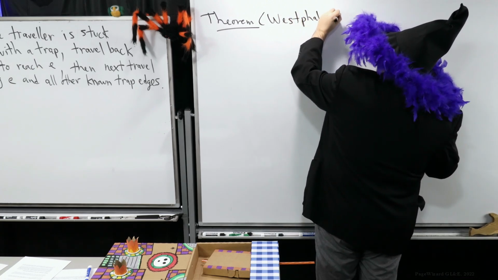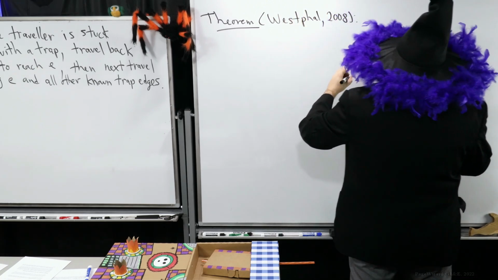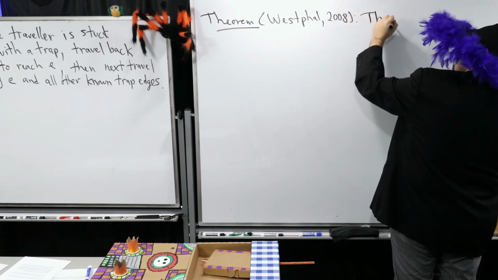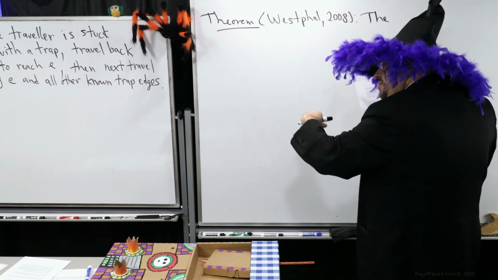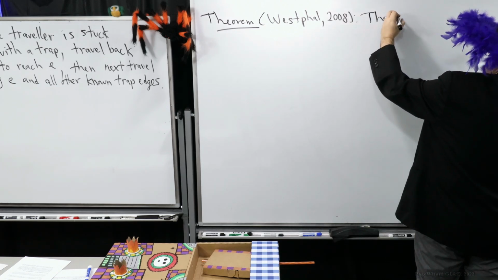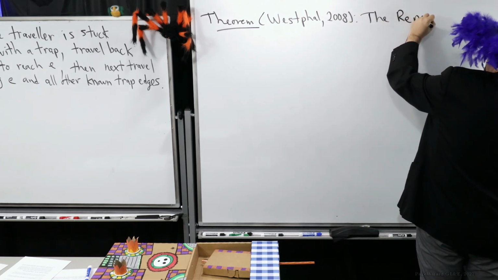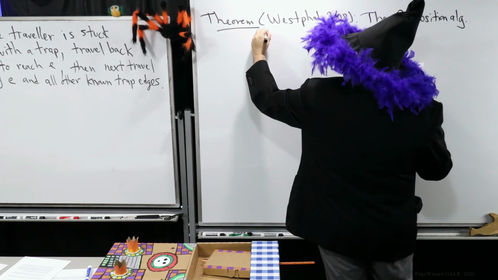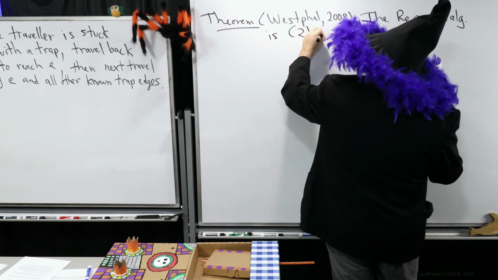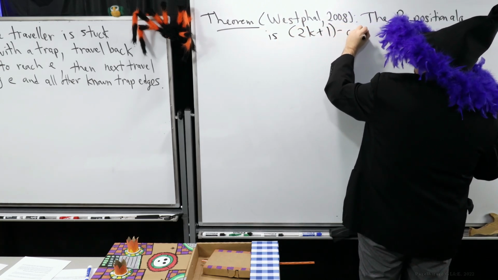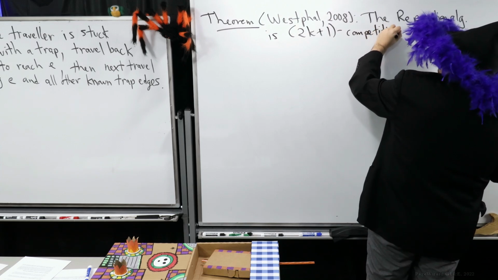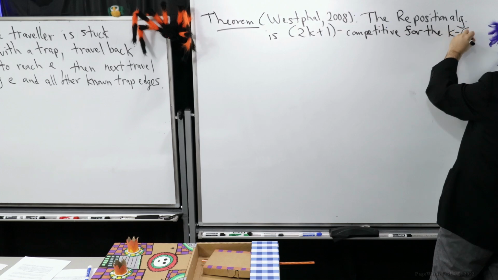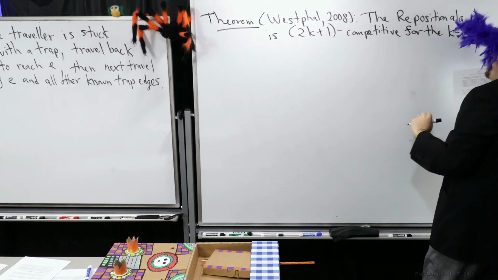So here's the theorem. This was proven by Westphal in 2008. I'm just going to refer to the whole algorithm, this is just what you would use in the algorithm, as the reposition algorithm. The reposition algorithm is 2k plus 1 competitive for the k Canadian traveler problem. I'll just abbreviate it as CTP.